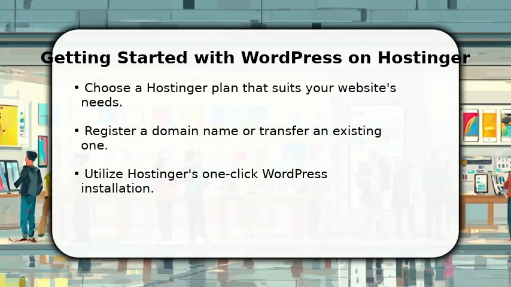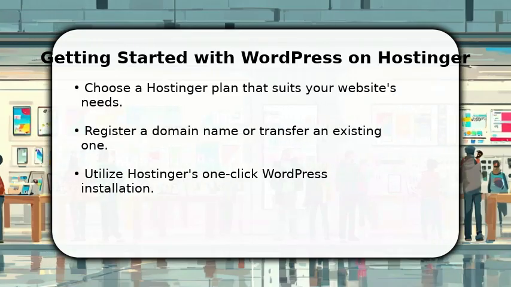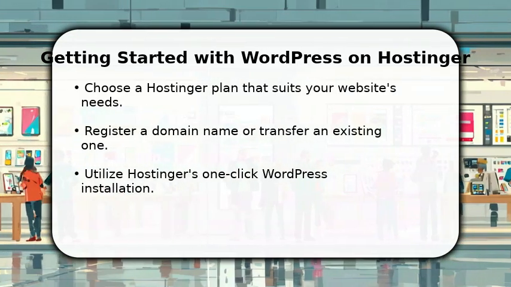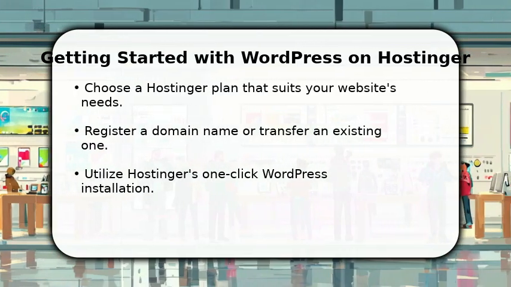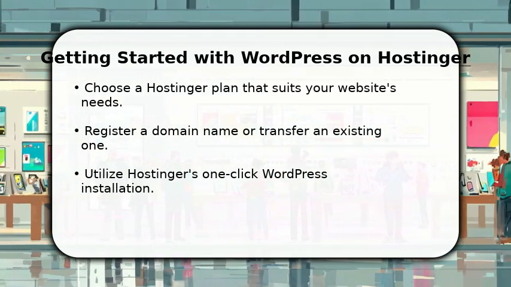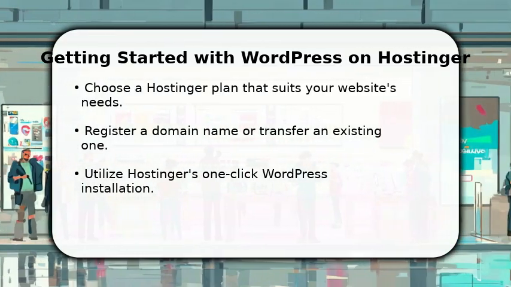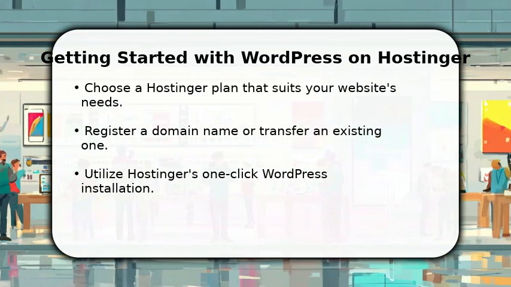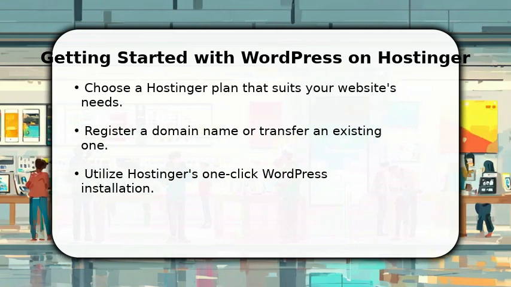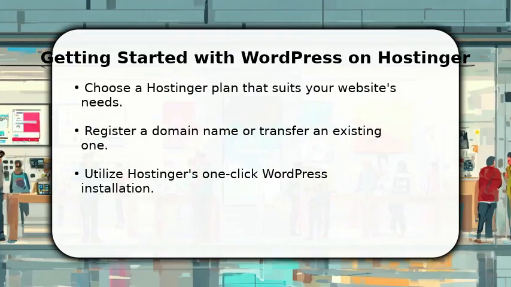Enjoy the video. In this video, I will explain how to use WordPress on Hostinger. First, select a Hostinger hosting plan that aligns with your website's requirements, whether it's a shared plan for a small blog or a business plan for an e-commerce store. Next, register a new domain name or easily transfer an existing one to your Hostinger account. Finally, leverage Hostinger's intuitive control panel to install WordPress with just one click, setting up your site in under 5 minutes.